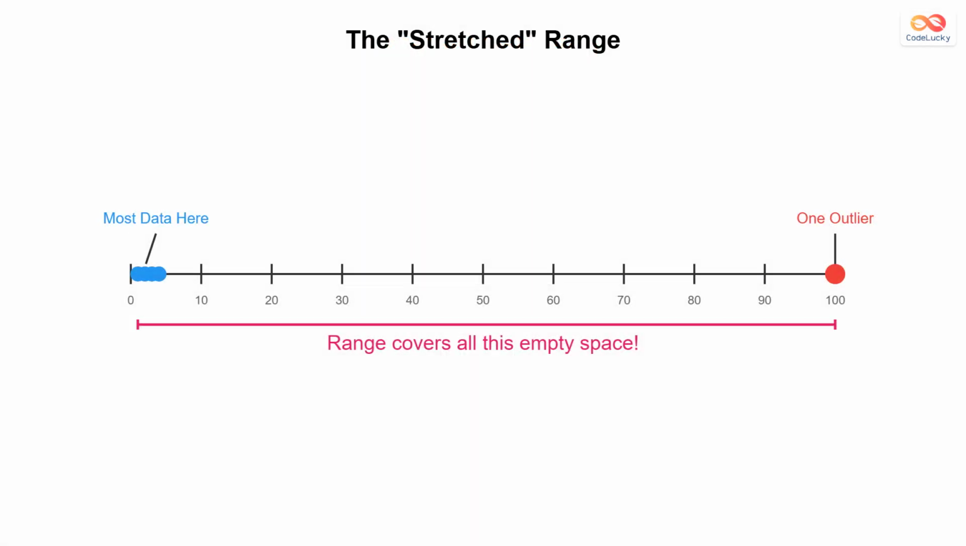If we draw this on a number line, we see the problem. Most of our data is clustered between 1 and 4, but that single outlier at 100 stretches the range all the way out. A range of 99 suggests the data is very spread out, but actually most of it is not. The range ignores everything in the middle.